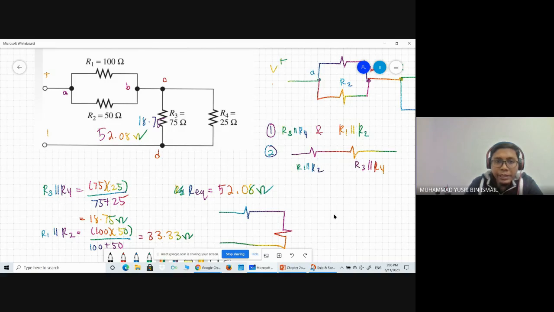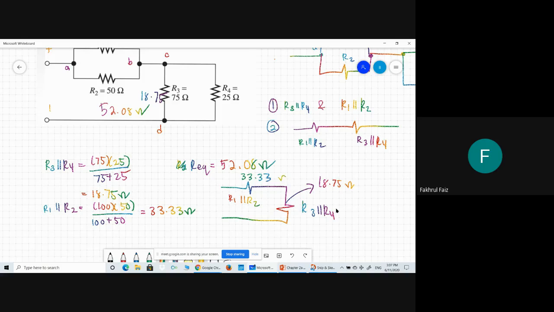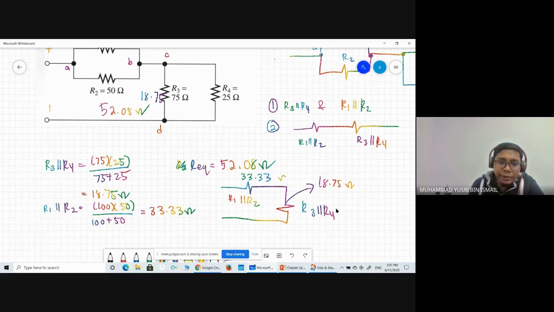Okay. Kenapa saya dapat series circuit? Sebab dia dah simplify. So sini R3 parallel with R4 and then kat sini R1 parallel with R2. So sini 33.33, yang ni 18.75 ohm. Saya dapat salah masuk nombor, sorry.